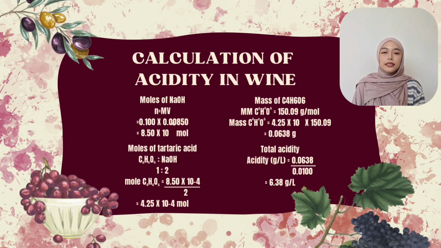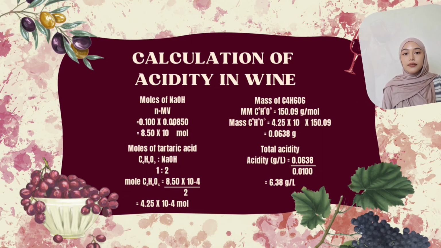Finally, the total acidity is determined by dividing the mass of tartaric acid by the wine sample volume of 0.01 liters. The total acidity obtained is 6.38 grams per liter. Therefore, the acidity of the wine sample is 6.38 grams per liter.